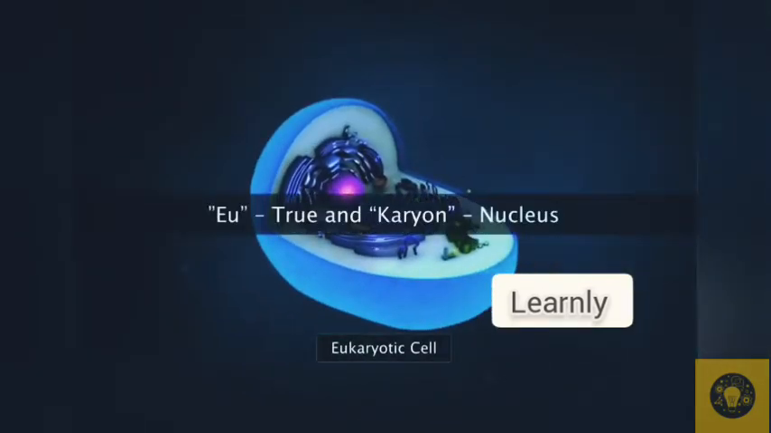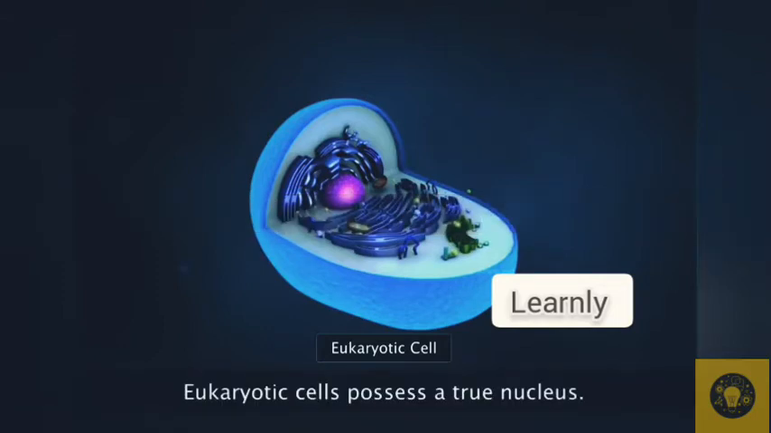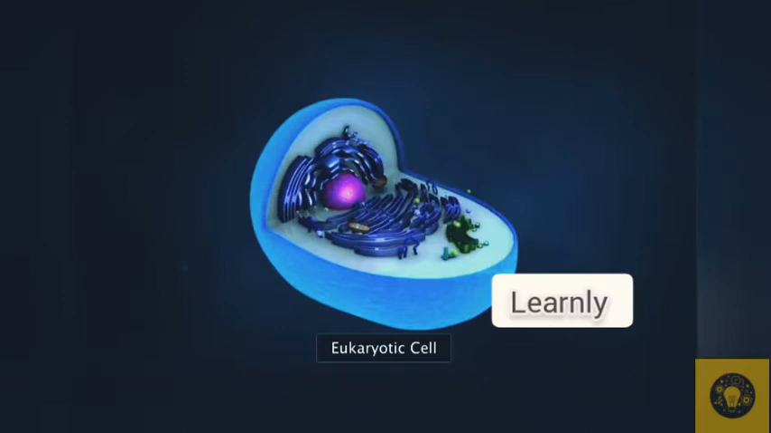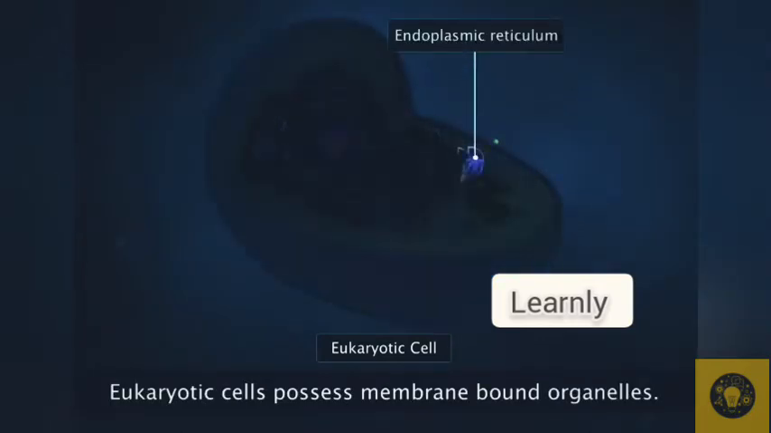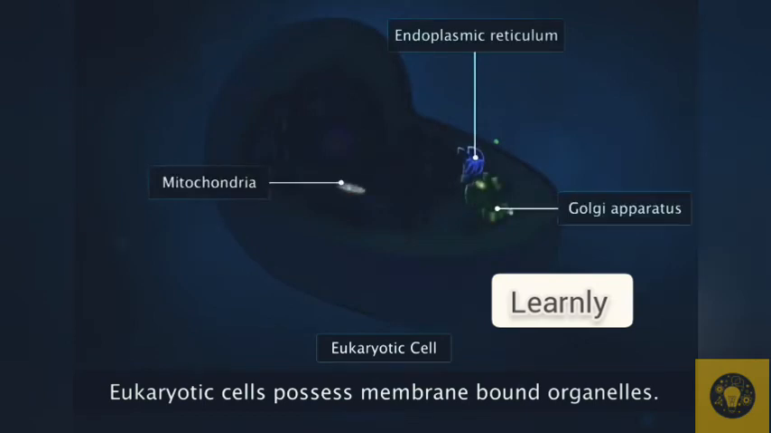On the other hand, the word eukaryote comes from eu, which means true, and karyon, which means nucleus. Eukaryotes are cells that have a true nucleus. Eukaryotes possess membrane-bound organelles such as the endoplasmic reticulum, mitochondria, and Golgi apparatus that carry out specialized function in the cell.